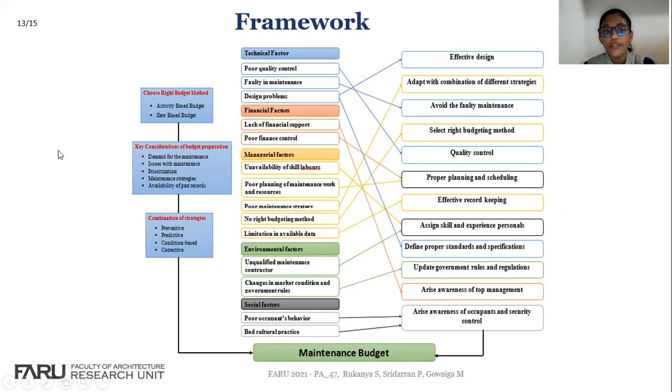Finally, we should do the maintenance budget by choosing the right budget method rather than using historical based maintenance budget, and also need to consider the key considerations and the maintenance strategies. We need to focus more on the planned maintenance strategy rather than practicing the unplanned maintenance strategy, and also need to overcome the barriers. If we overcome the barriers, then there is a possibility to get an accurate maintenance budget.